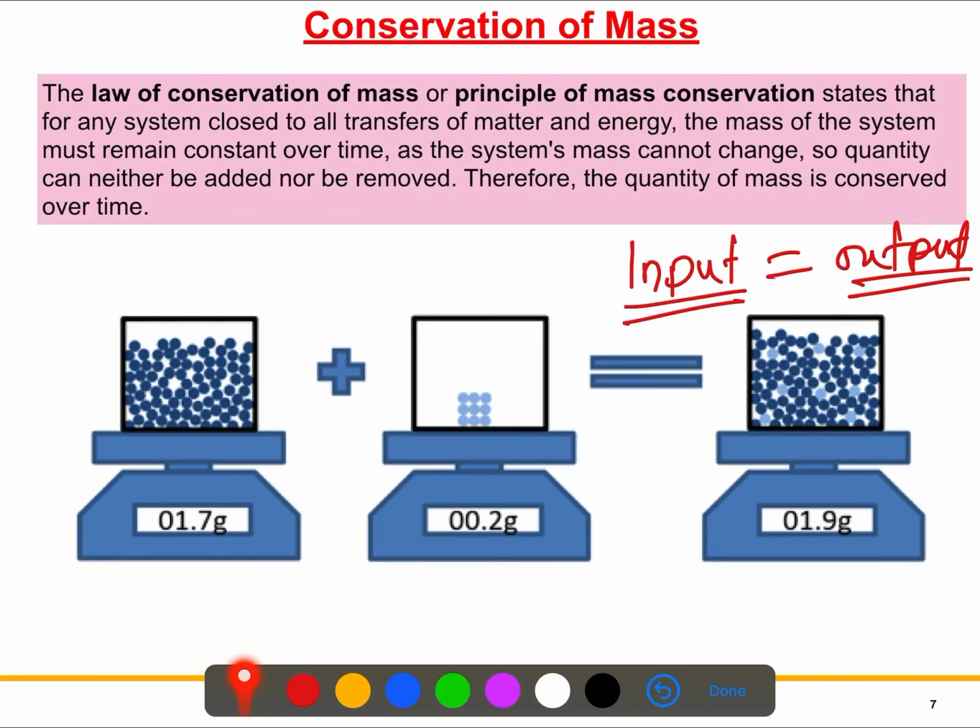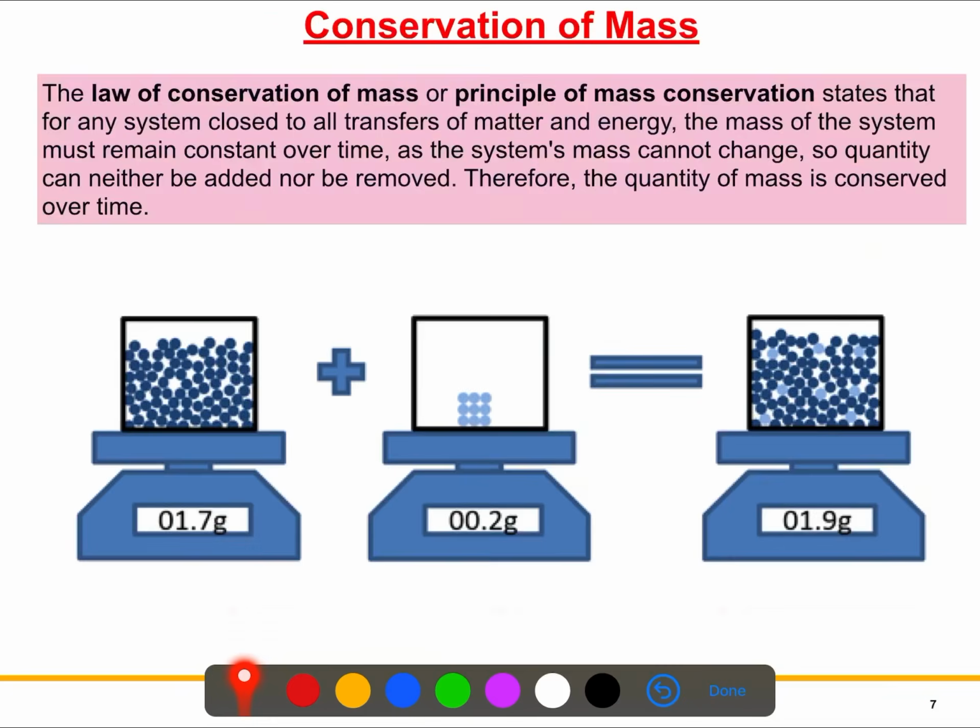Look at these examples. If we do some experiment here, the mass for this is 1.7 gram, and this is 0.2 gram. When the process is happening and we get, let's say, a new substance, we get an exact equal amount of mass.